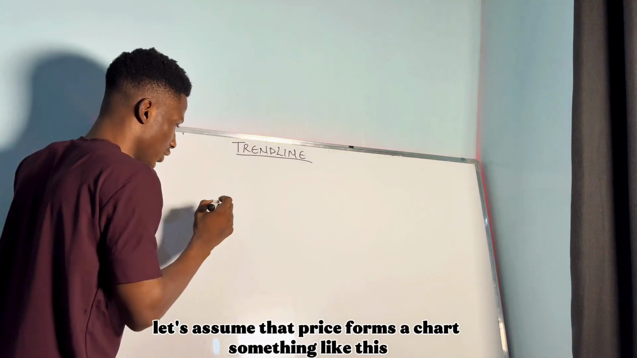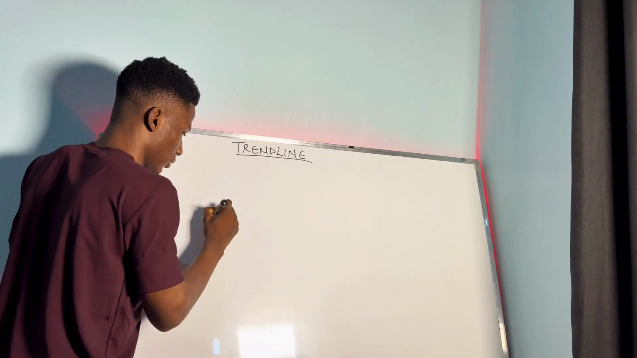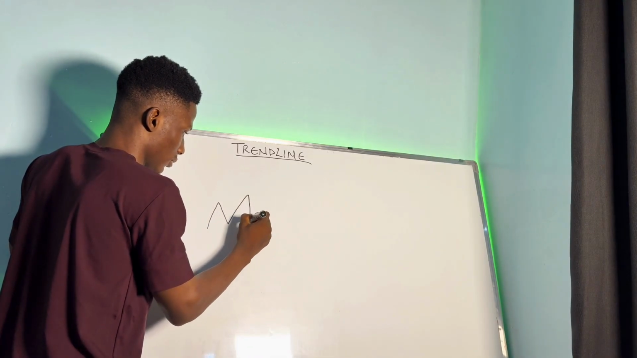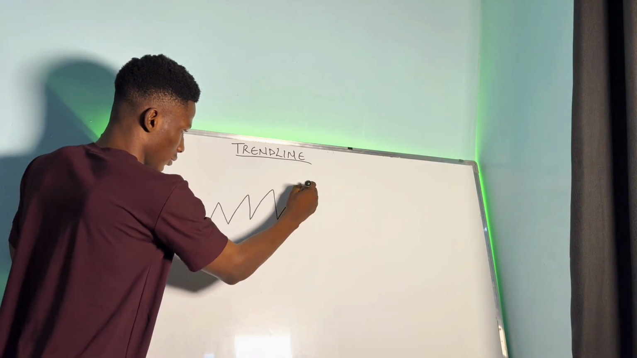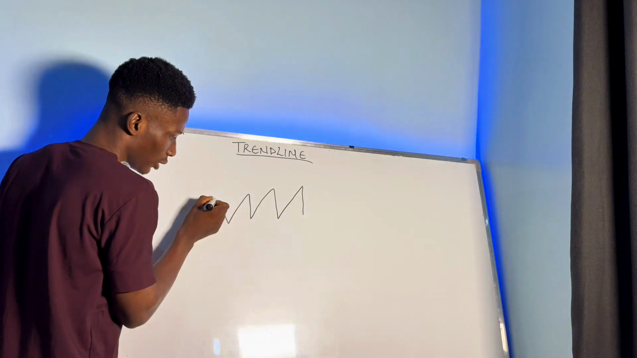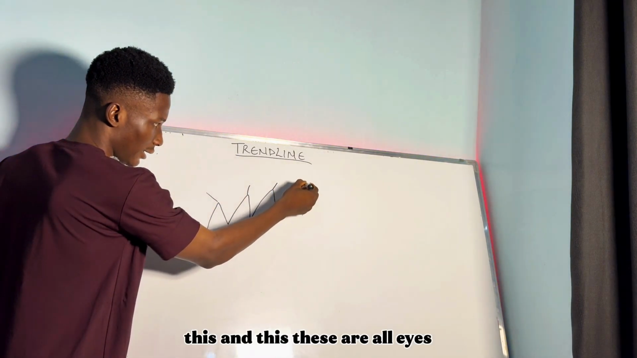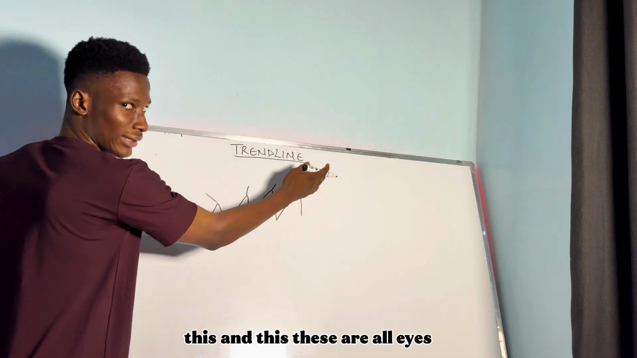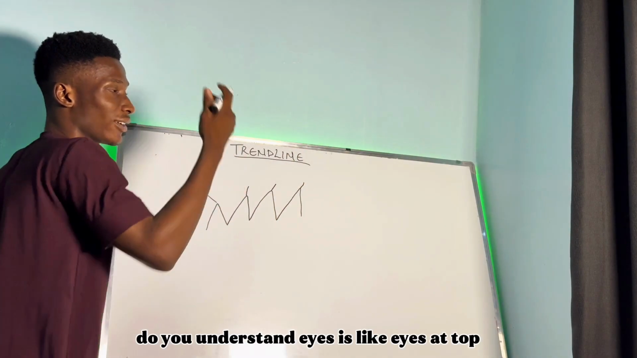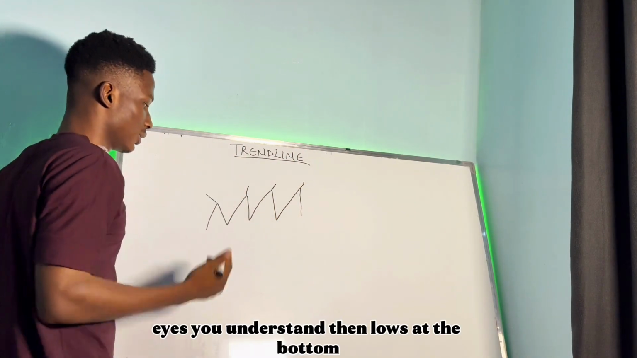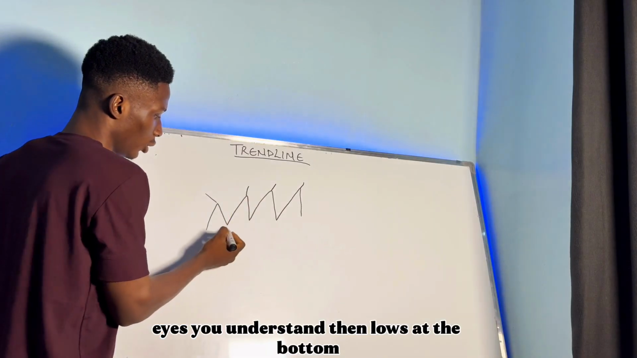Let's assume that price forms a chart, something like this. This looks like an M shape. So this point and this, these are all highs. Do you understand? Highs are the top, highs. Then lows are at the bottom. Lows at the bottom part.